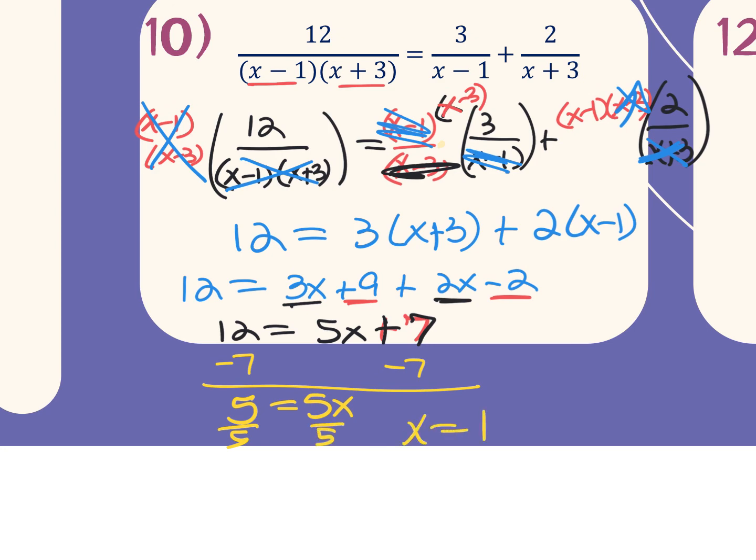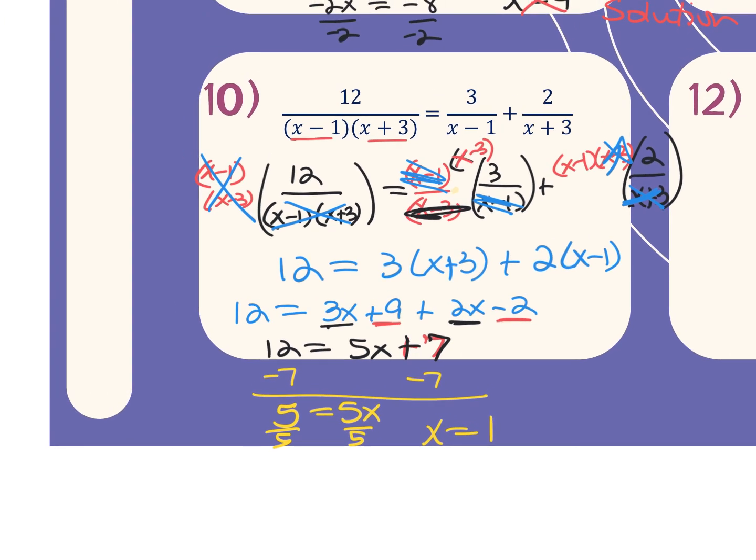And again, I got to check it. And as soon as you try to plug it into this first one, 1 minus 1 is 0. As soon as it makes any piece of this a 0, this is a bad answer. No solution is your answer here.